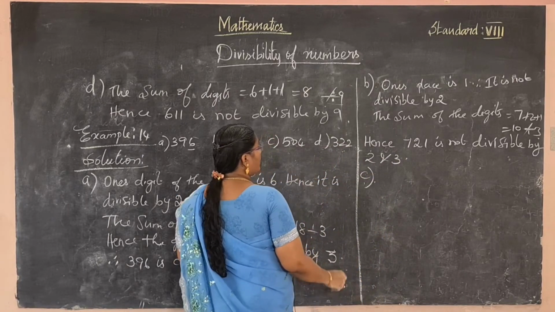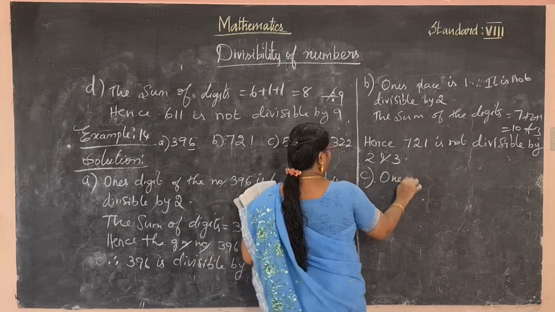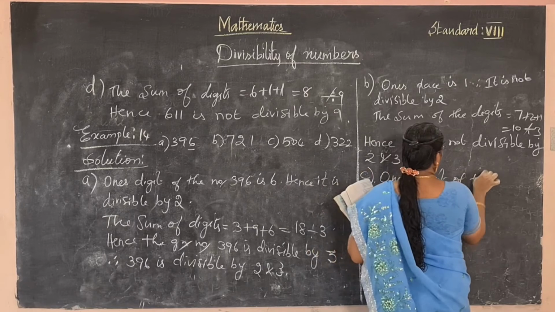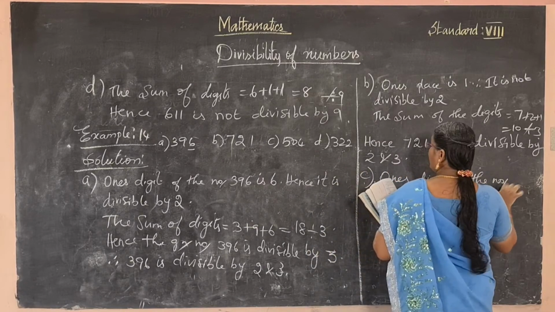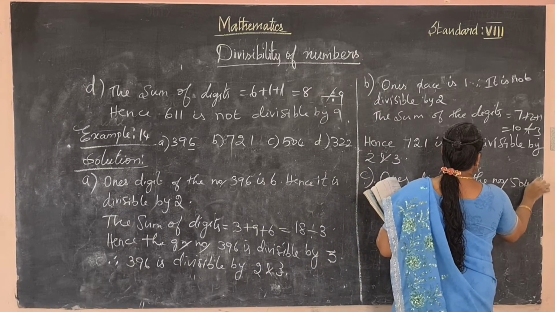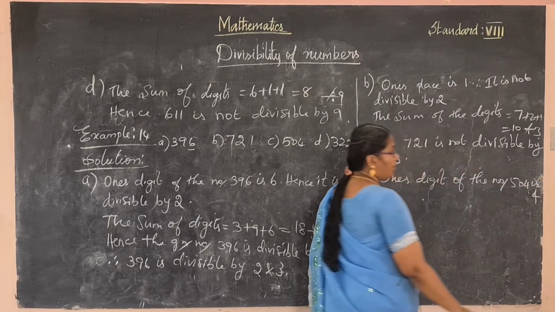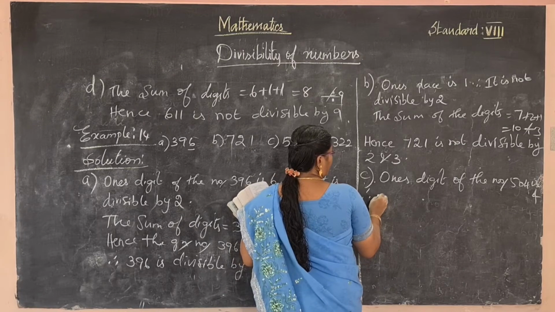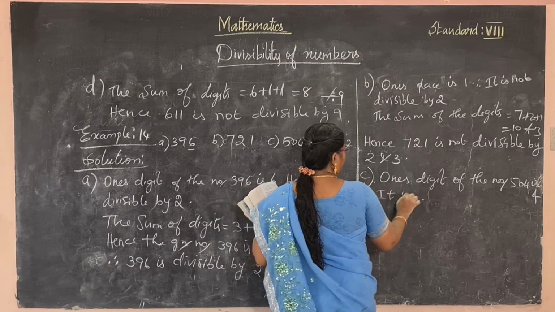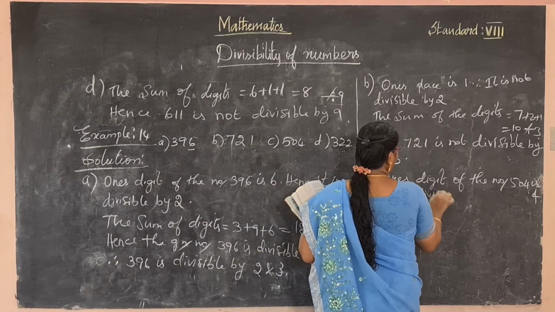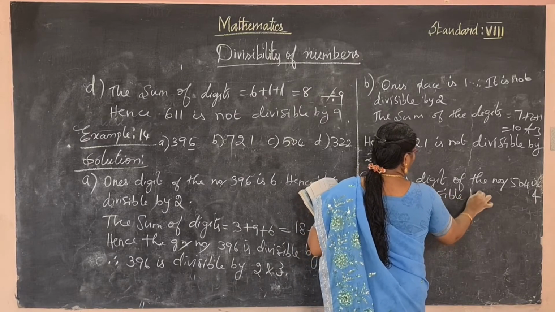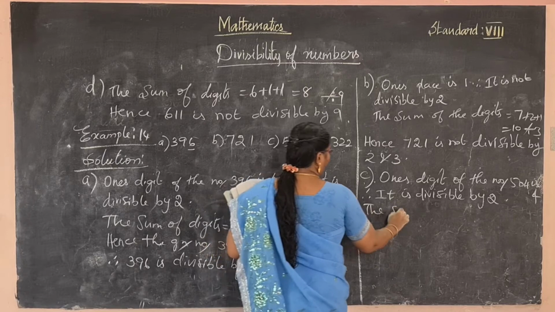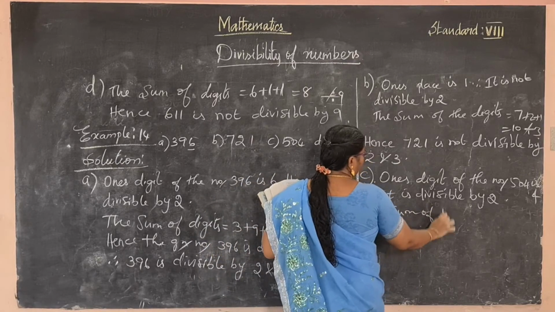And next to C, 504. So the ones digit of the number 504 is 4. Therefore, it is divisible by 2.